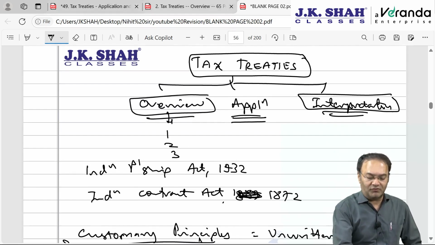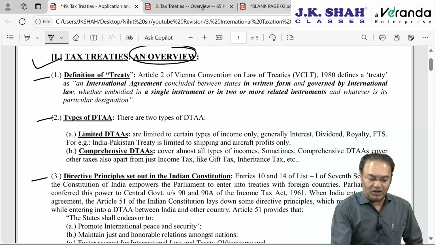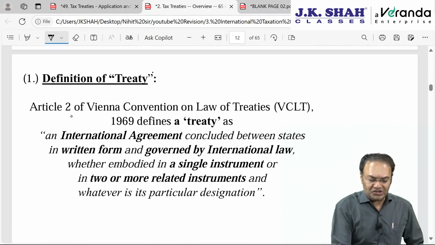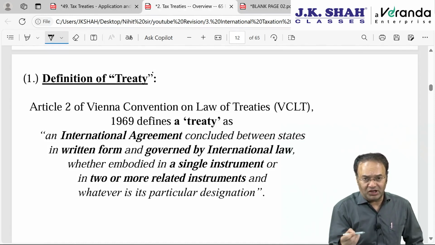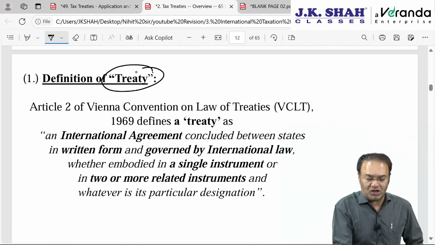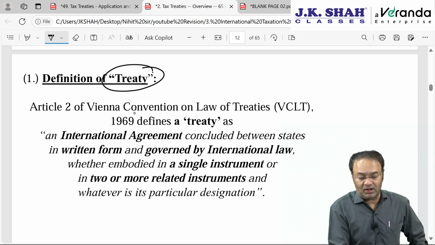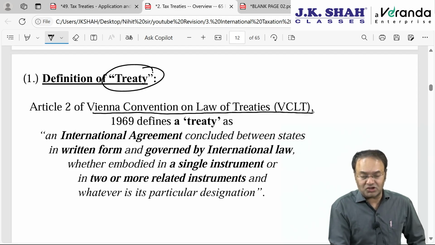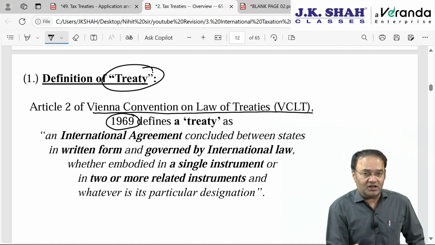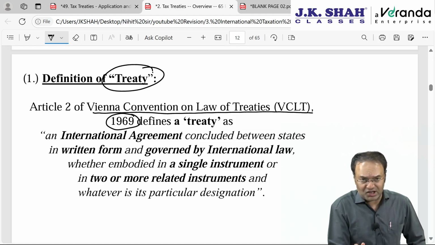Overview starts with the definition of treaty. What do you mean by treaty? So treaty is defined. Why do I discuss the Vienna Convention on the Law of Treaties in between? Because the treaty is not defined anywhere. There is no law applicable except the Vienna Convention on the Law of Treaties, VCLT. Though it is written 1969, it is actually 1980. It was started in 1969, finally the latest version is of 1980. That's why we should understand it as 1980.